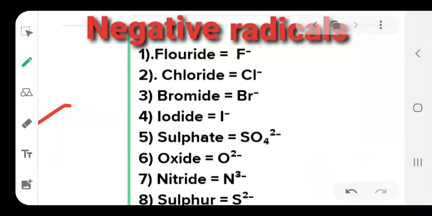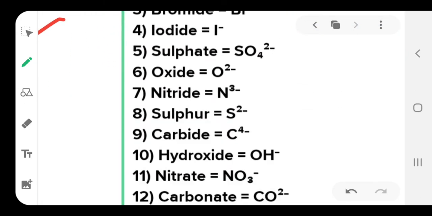Then we come to negative radicals. It is again a big chart as you can see. Beginning with fluoride, F-1. When I don't write any number, it means 1. So minus 1. Chloride, Cl-1, bromide, iodide. You can pause the video and write down these terms and try to learn them. Then sulfate is SO4 2-, oxide.